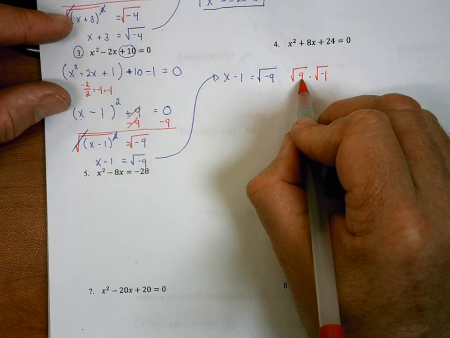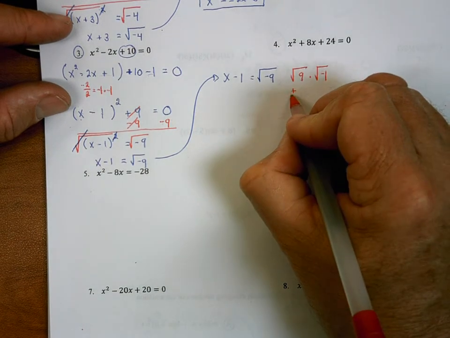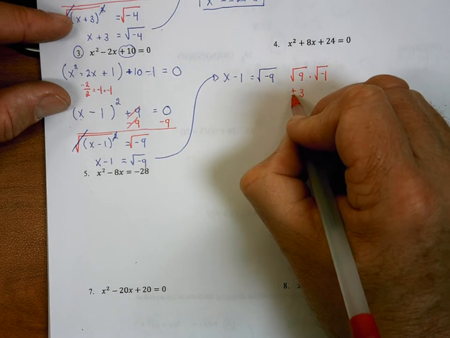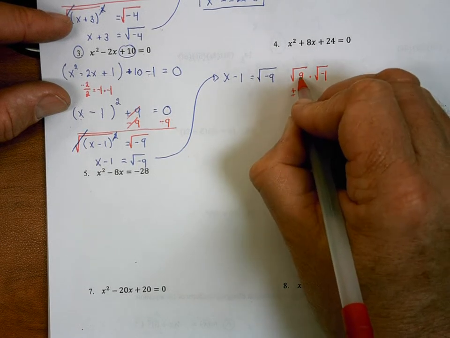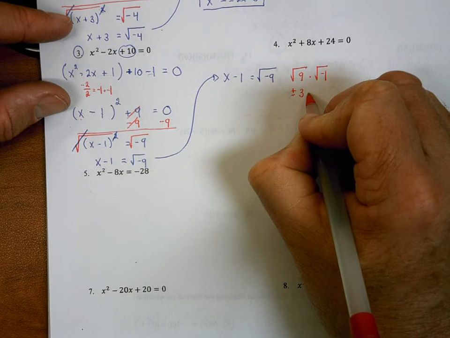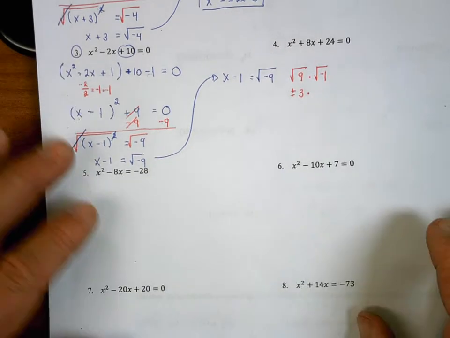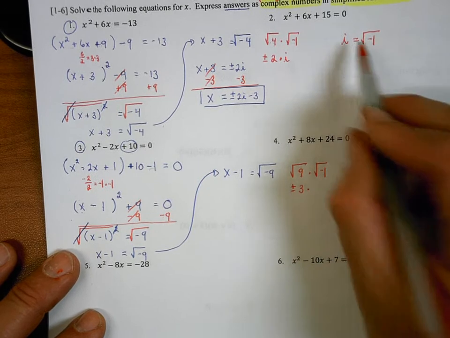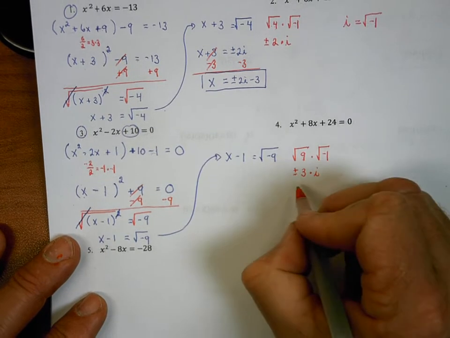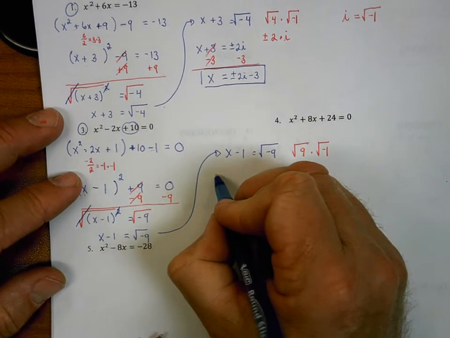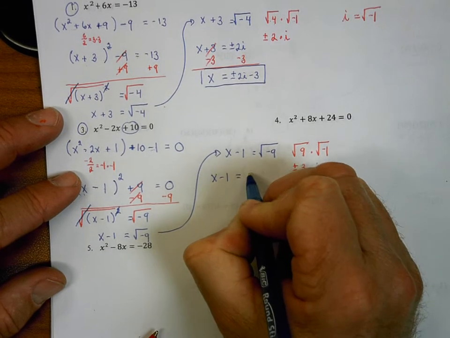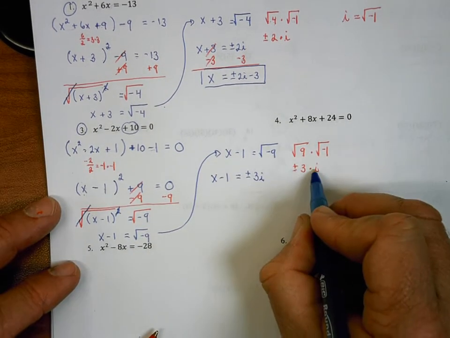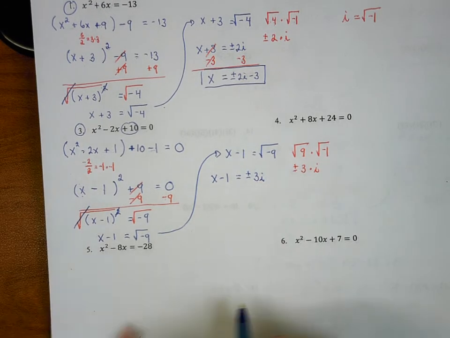What's the square root of 9? Well, that's positive and negative 3. Why is it? Because 3 times 3 is 9, and negative 3 times negative 3 is 9. So I get positive and negative 3 times, what's the square root of negative 1? Remember, by definition, anytime you see a square root of negative 1, you turn it into i. So my equation now would become x minus 1 is equal to positive or negative 3i. 3 times i, positive or negative, becomes positive or negative 3i.